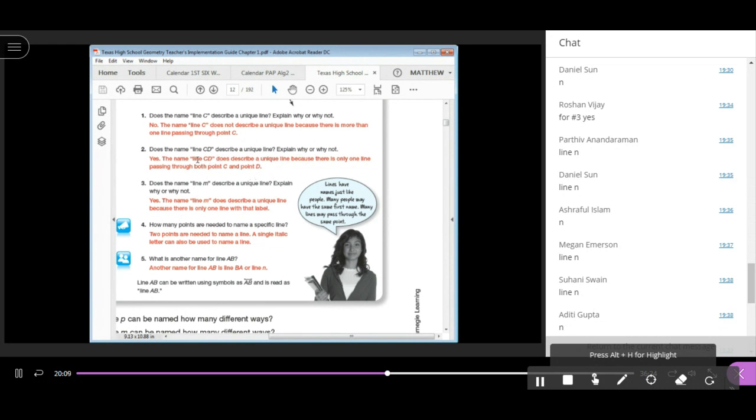Any two points in the universe are collinear. We've got some questions about three points in a second. And then line AB or line BA, make sure you've got the right hat with the arrows going both ways, or line N, is all correct.